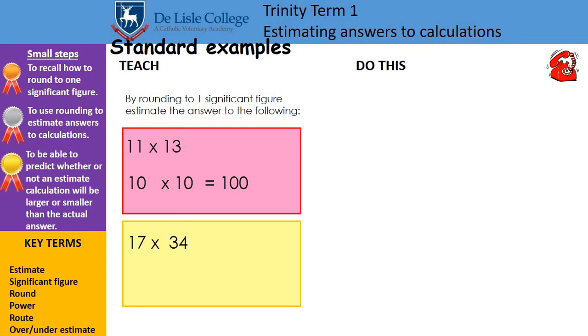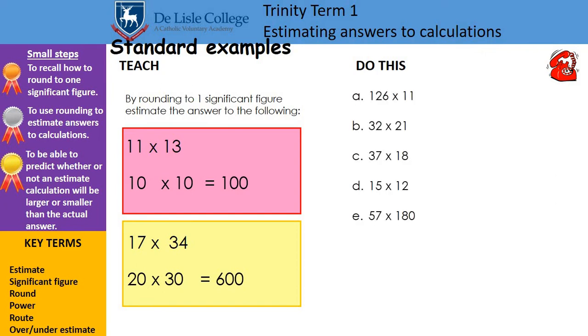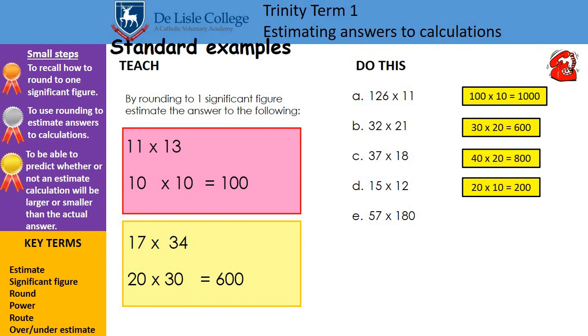Right, then we're going to round 17 and 34 to one significant figure. So the 17 would round up to 20, and the 34 would round down to 30, and you'd get 600. Right, please have a go at these questions here and pause the video as you do this. Right, lovely, so you should have ended up doing 100 times 10, 30 times 20, 40 times 20, 20 times 10, and 60 times 200, and got those answers.